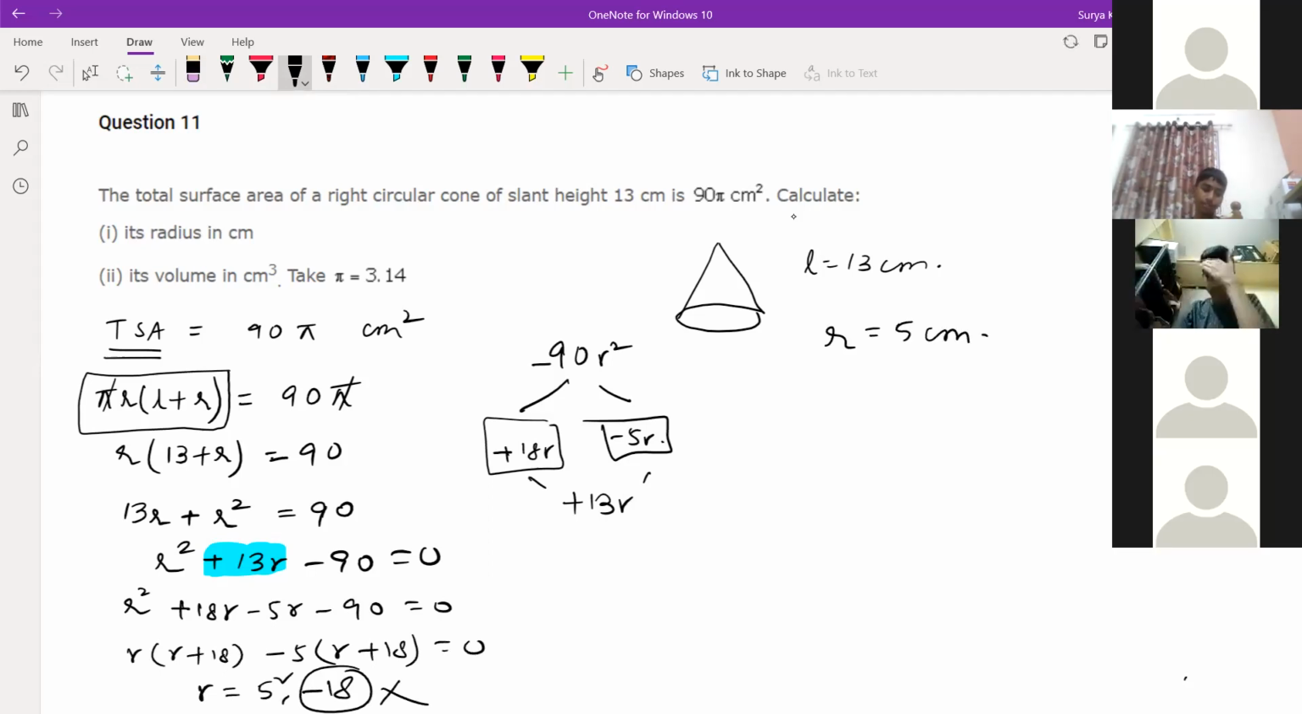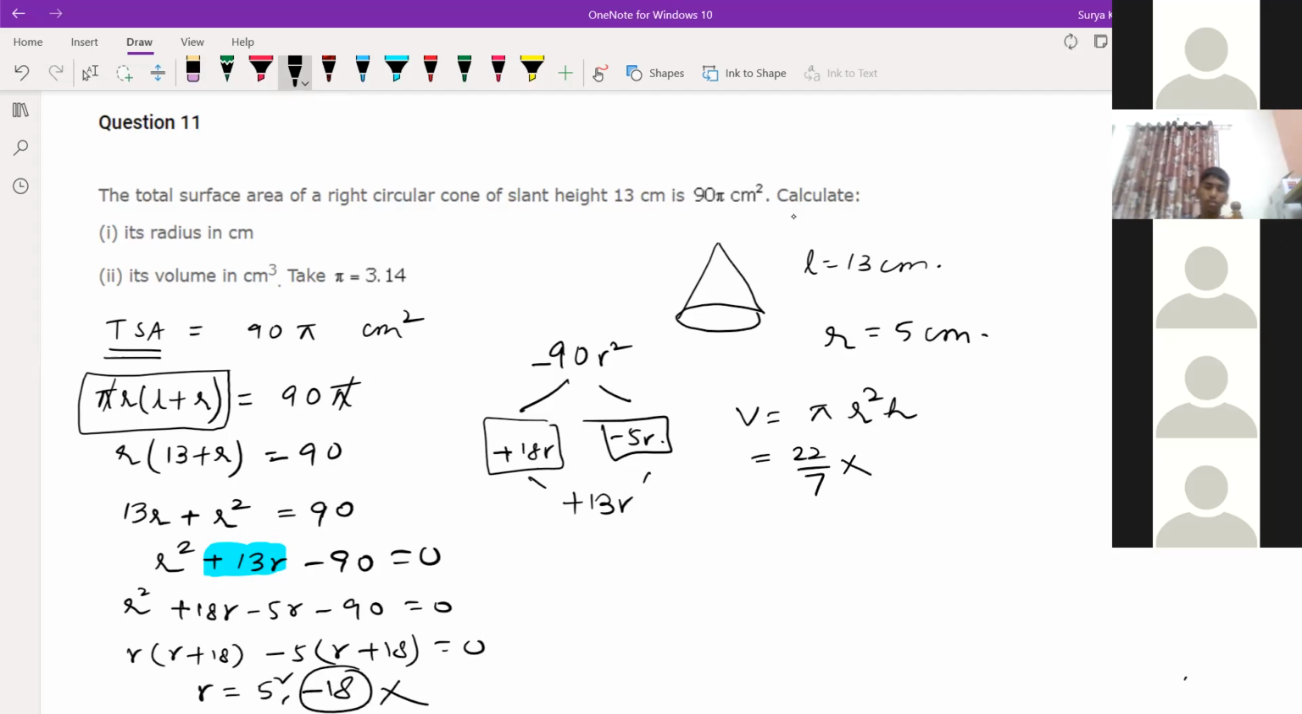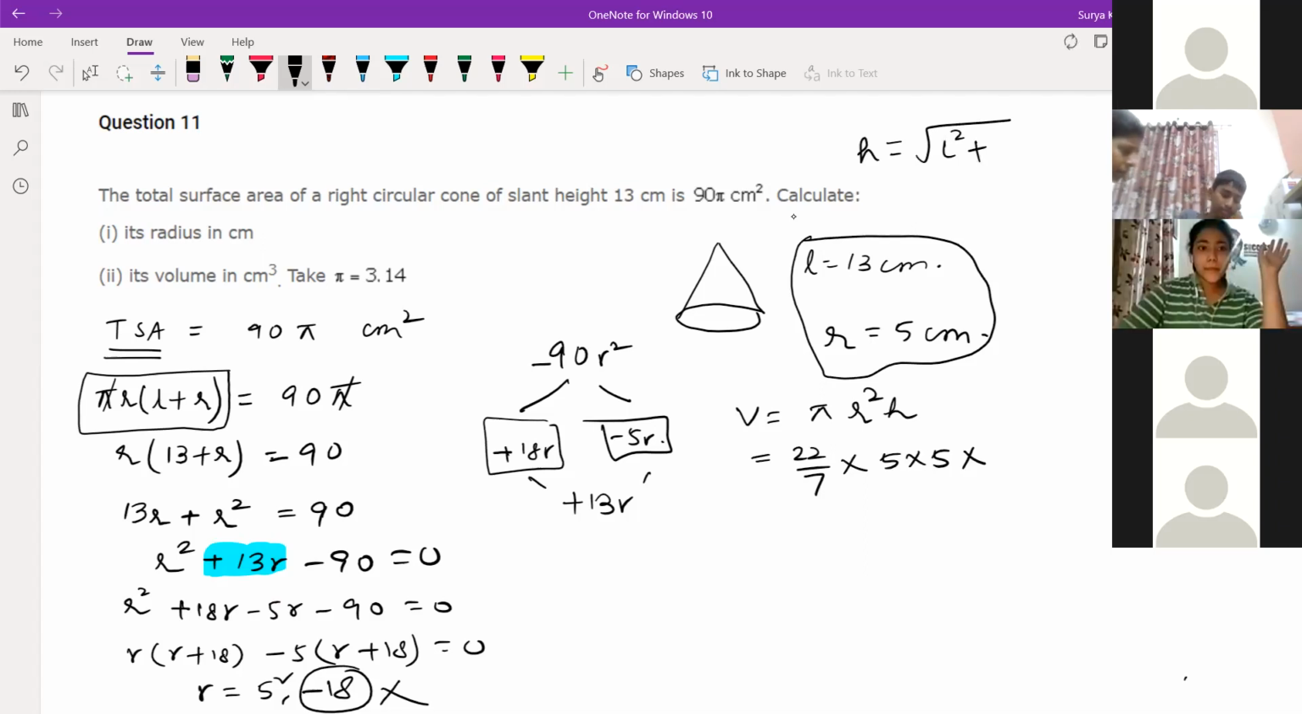Now we have to find the volume. The volume is equal to pi R square H. So pi is 22 by 7, radius square is 5 into 5, and height is, what is the height over here? Height we have to find by L and R, right? So H is equal to root. Sir, they've asked to take pi as 3.14. Okay, 3.14 we can take. So if you solve this, you'll get 12.